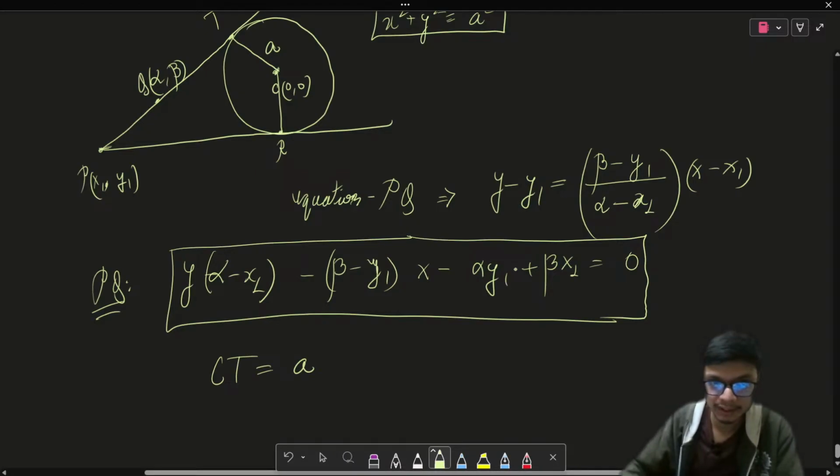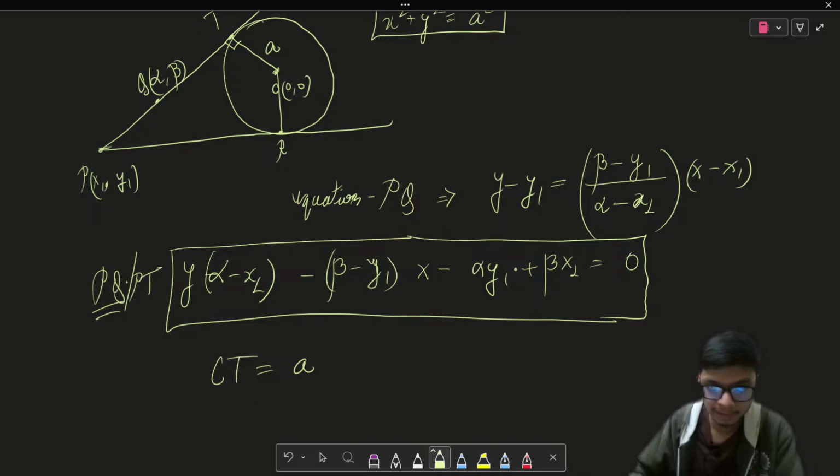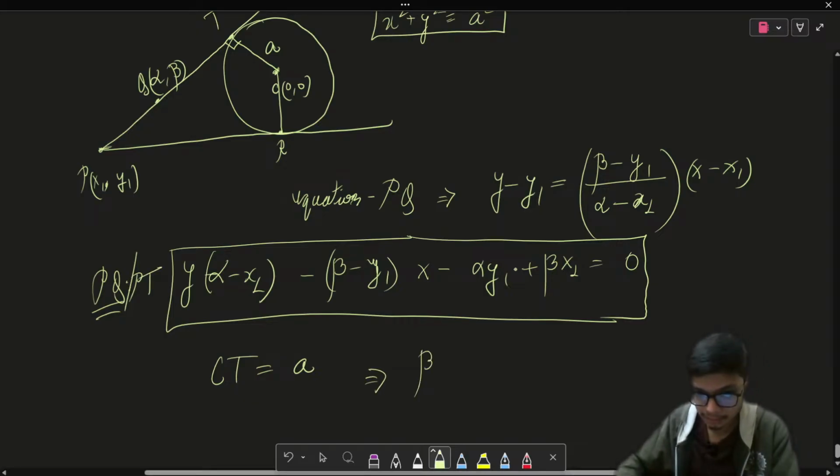Now, in order to find the CT distance, this is basically the perpendicular distance of the origin onto this line PT. This is also the equation of line PT. So from here, if I just put it in, I will get the perpendicular distance formula.